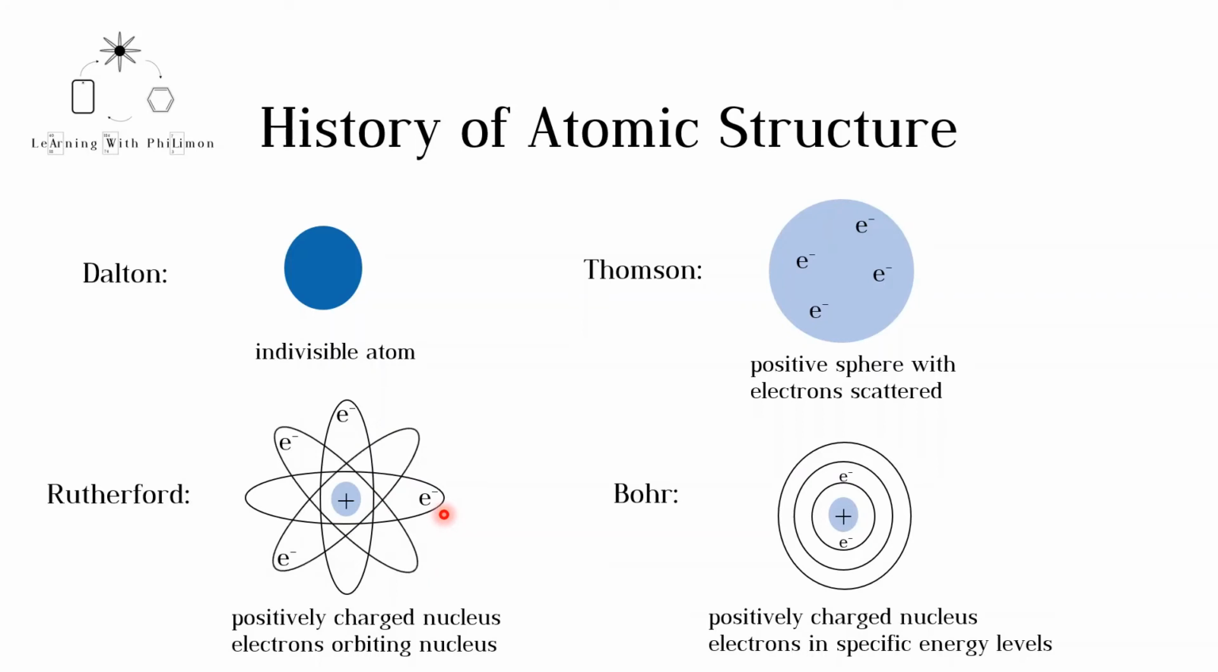In 1913, Danish physicist Niels Bohr, using quantum physics, explained that electrons can only exist in specific energy levels. Electrons can transition from one energy level to another by either absorbing or emitting a specific amount of energy. It was only in 1932 that James Chadwick, an English physicist, discovered the neutron, which is a neutral particle that is located in the nucleus.